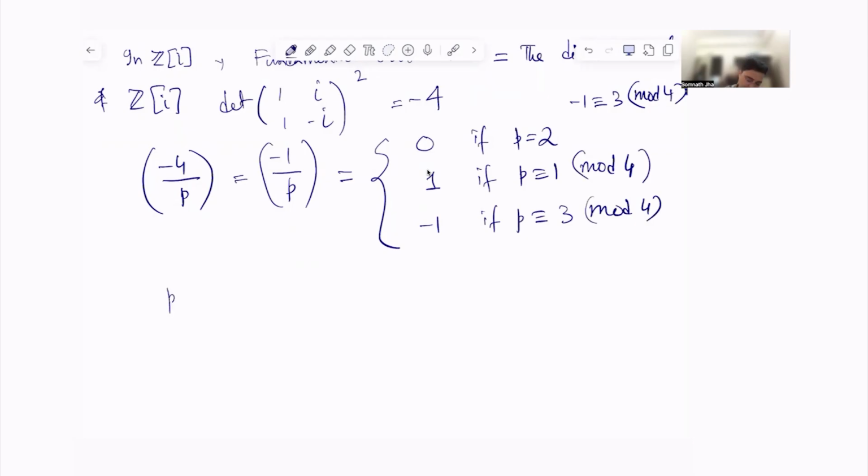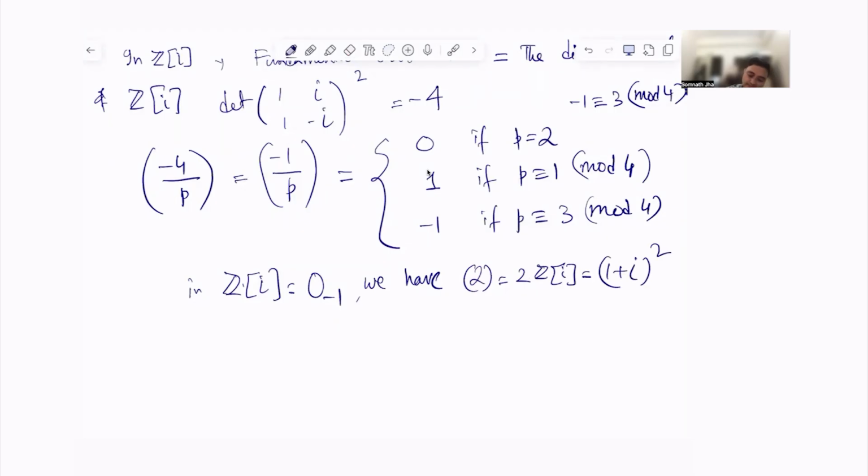And we know that in Z[i], which is O of minus 1 in our notation, for D equal to minus 1, we have that the ideal 2 times Z[i], that is 2 times O, is equal to (1 plus i) whole squared as an ideal. And p times Z[i] is a prime ideal.